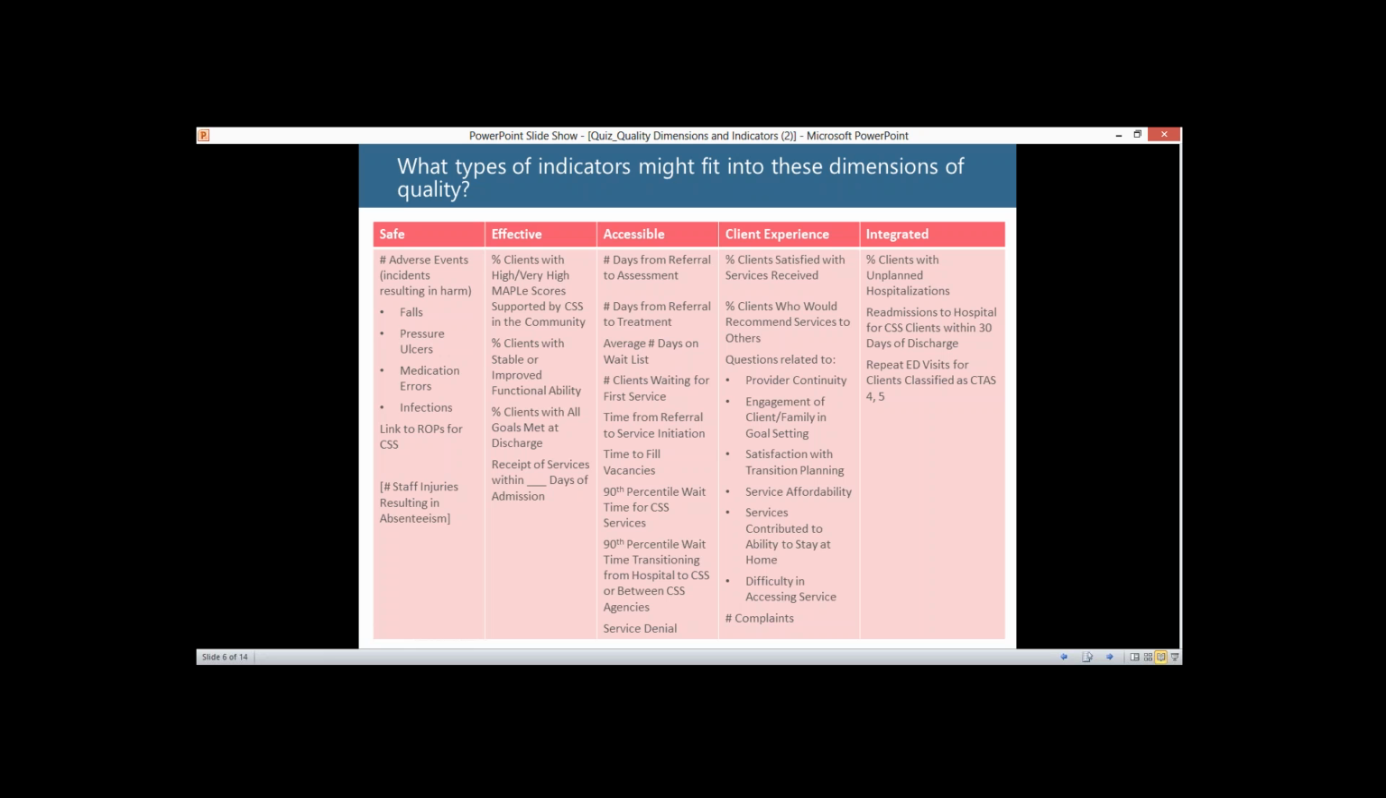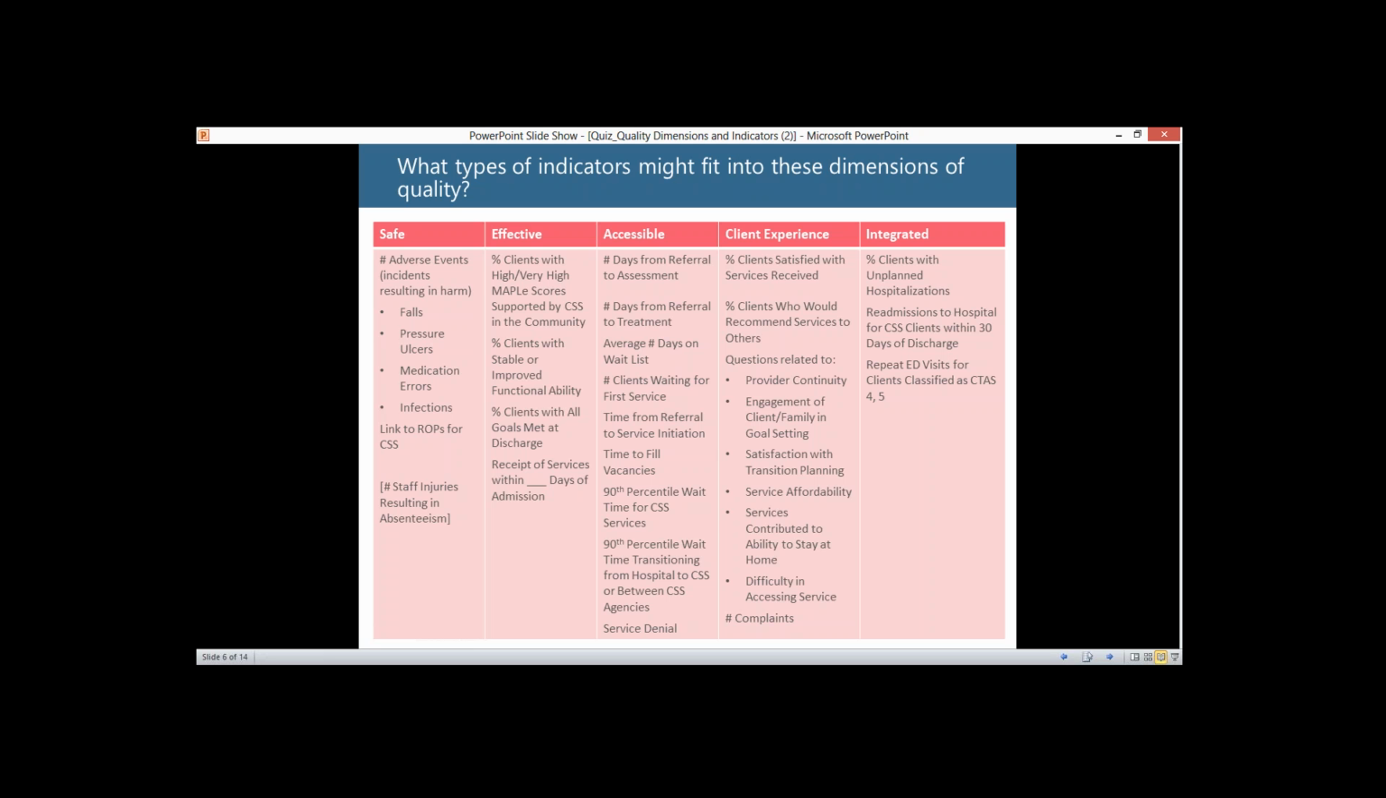So things like clients who end up having unplanned hospitalizations or repeat emergency department visits, because it isn't only the role of CSS sectors to contribute to these kinds of outcomes, it's also up to other organizations in other sectors to combine or partner with CSS agencies and collectively to impact these kinds of metrics.